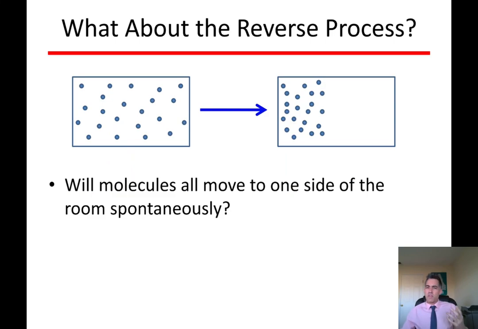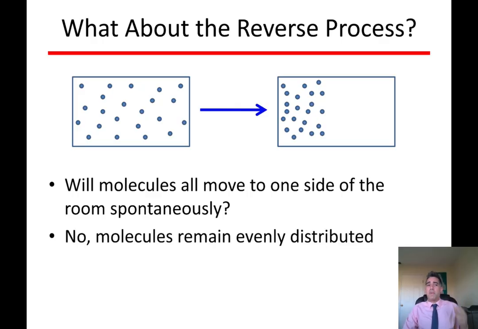But now let's think about the reverse of this process. Will all of the molecules in the container suddenly just move to one side of the container spontaneously? Or maybe more relevant to us, would it be possible for all of the oxygen molecules in the room that you're sitting in to move to one side of the room, and hopefully it's on the side that you're sitting on, and hopefully it's not on the other side of the room, right? Because otherwise you're going to run out of oxygen. So will all the molecules move to one side of the room spontaneously?